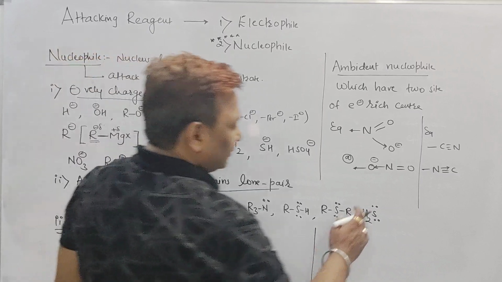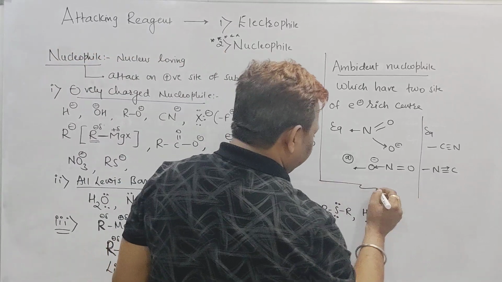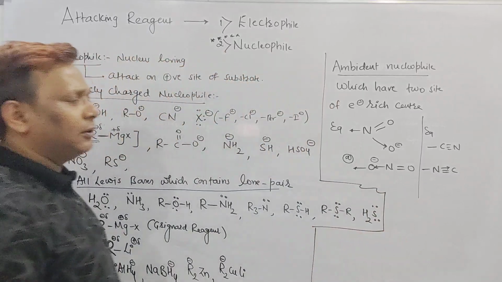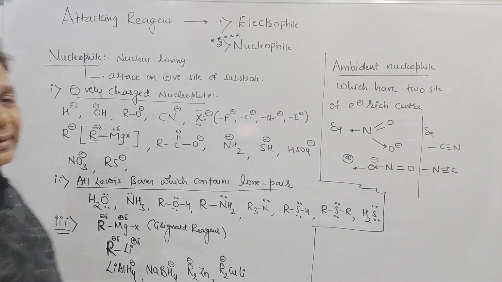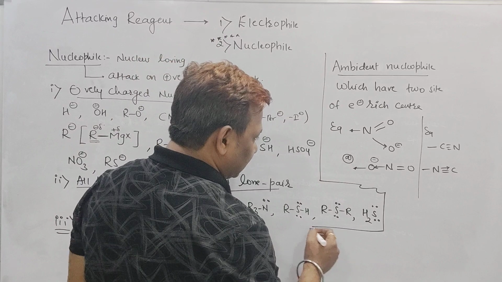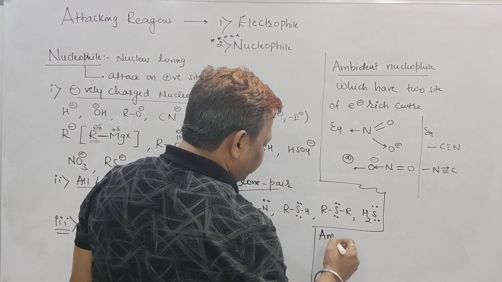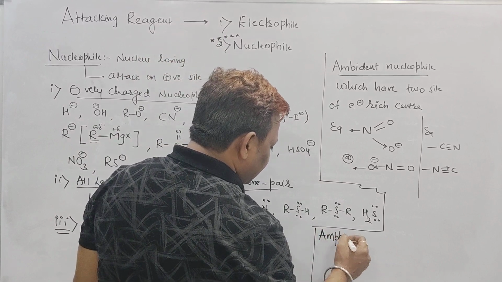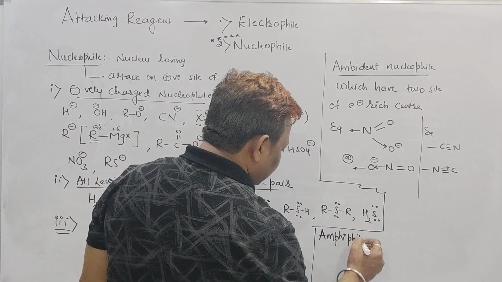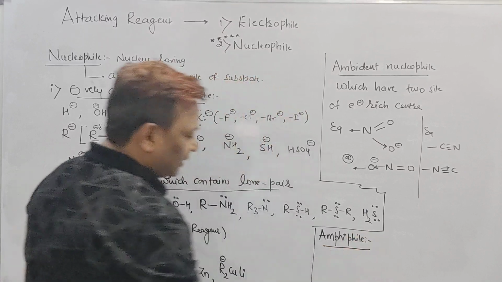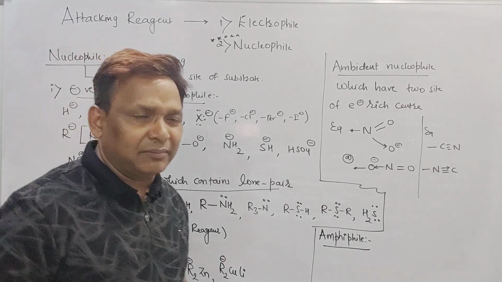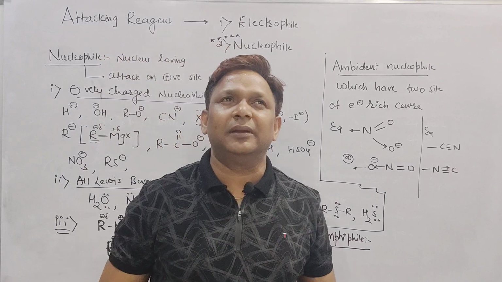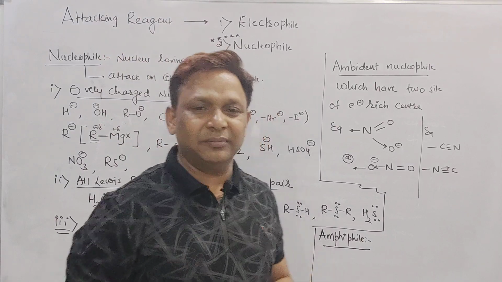But one more interesting point, one more word will be there, and that will be called amphiphile, beta. Amphiphile. I'll show you what is meant by amphiphile. See beta, amphiphile means a molecule containing a multiple bond between the carbon and a highly electronegative atom.